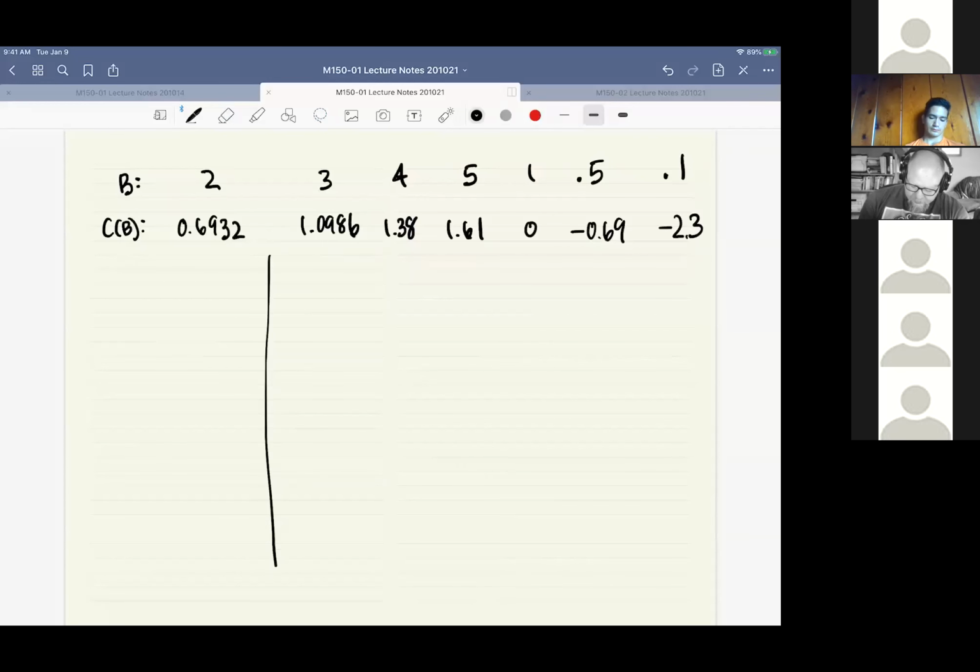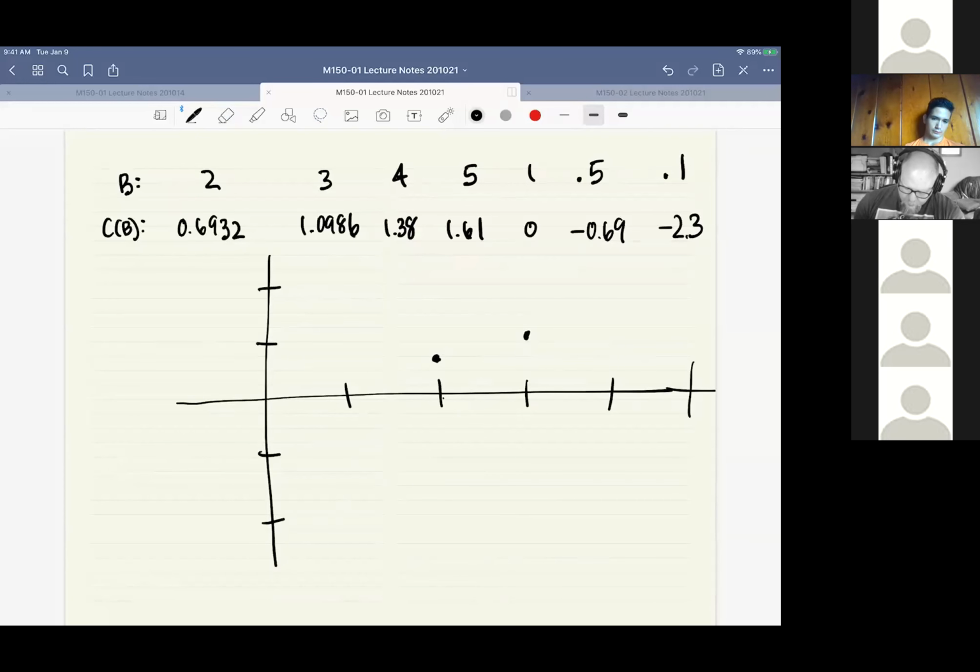So if I plot these numbers, at 2, I get just a little over a half. At 3, I get a little bit over 1. At 4, I get a little bit over 1.5. At 5, I get a little bit over that. At 1, I'm at 0. At a half, I'm a little bit below negative a half. And at 0.1, I'm down here.